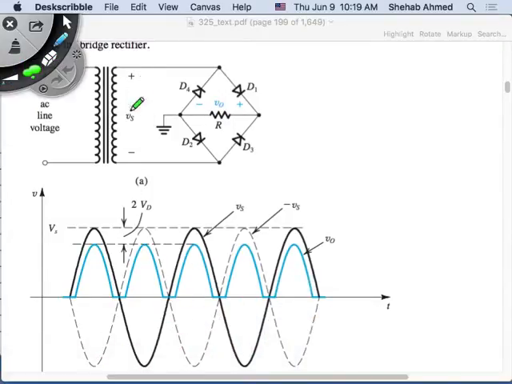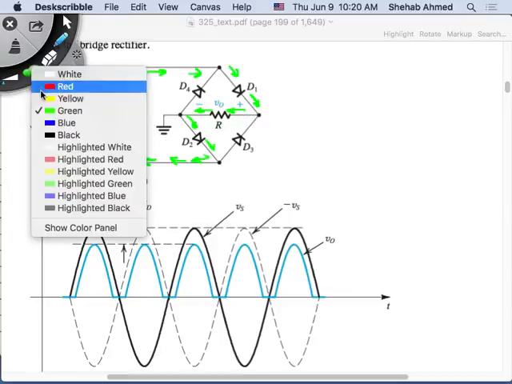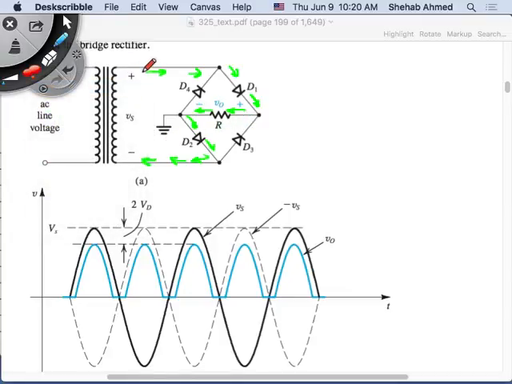If this is positive with respect to this, that means current will flow here. It cannot flow in here, right? It can flow in here, it flows into my load, and then current has to come back from where it came from, right? This is the rule. So it's not going to go through here. It will actually go through here. So D3 is going to happen in the negative half cycle. So when this is more positive than this is the way the current will flow.